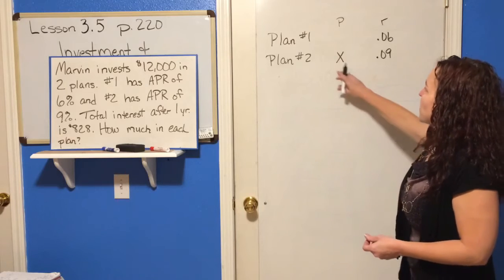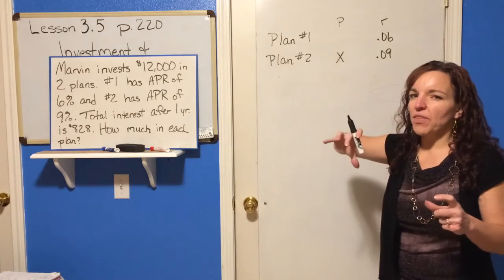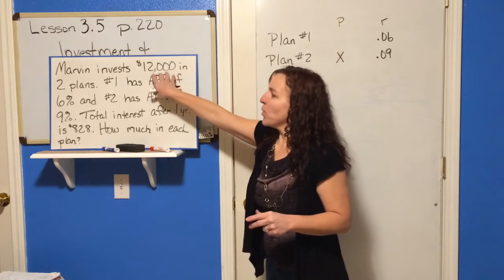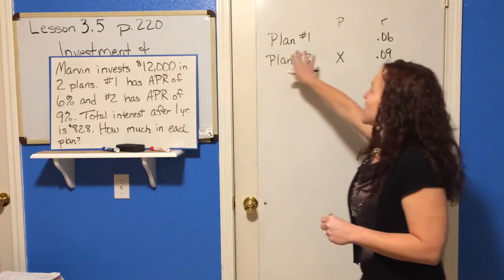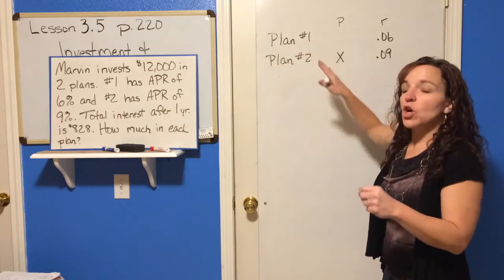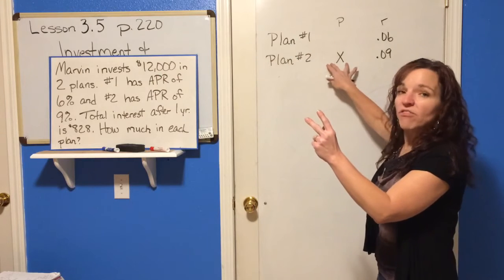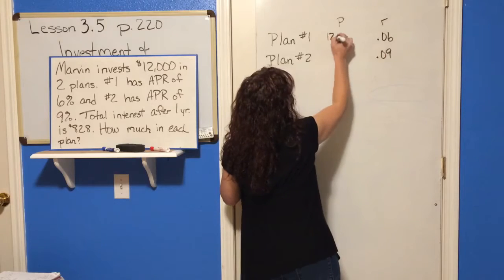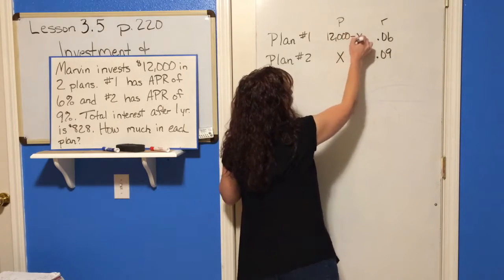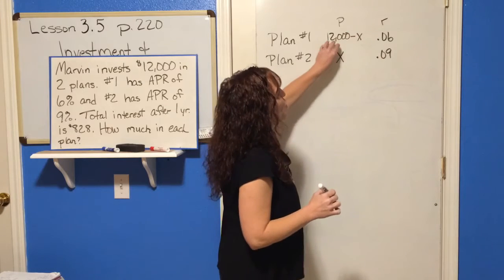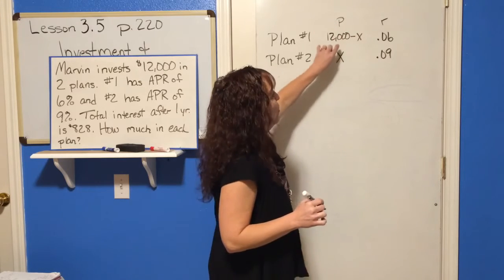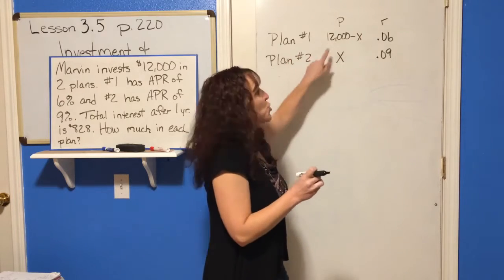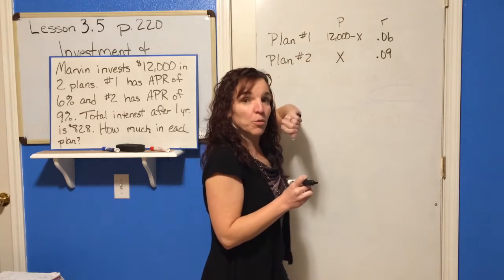If this larger one is X, remember we've done this type of thing before. If the larger one is X and together he put in 12,000, that means plan number 1 is going to start out with the 12,000, but you're going to take off however much was in plan 2. So plan number 1 is going to be 12,000 minus X. Let me talk that through again. The $12,000 was what was in both. If we take the 12,000 and then take off however much we put into plan number 2, that's what's going to be left for plan number 1.